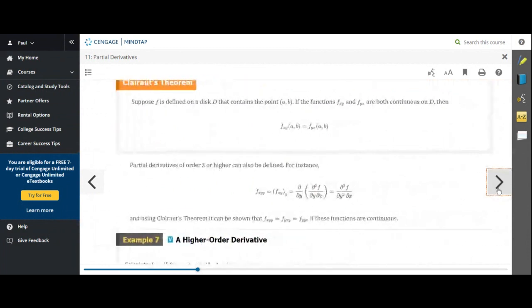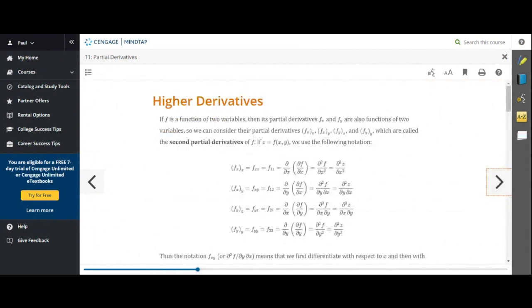I want to get to this next part here. Higher derivatives. Oh my goodness. Well, in calculus, we don't stop at 1 derivative, right? The second derivative of a function with respect to x would represent what geometrically?